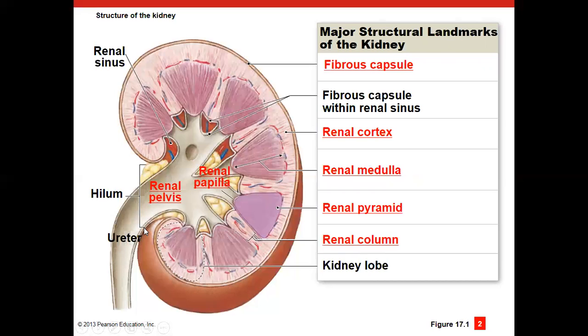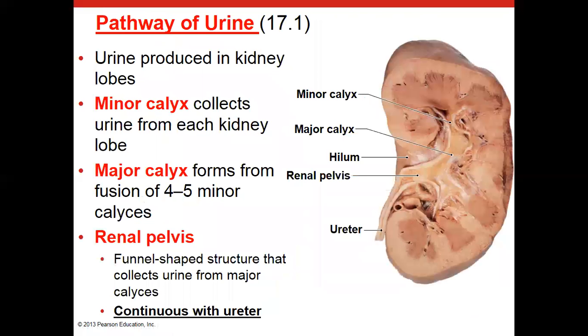So the minor and major calyces, the renal pelvis, and the ureter are just ducts or tubules that transport urine. They don't play any role in actually modulating what's in urine or producing urine. They just collect it and send it to the urinary bladder.